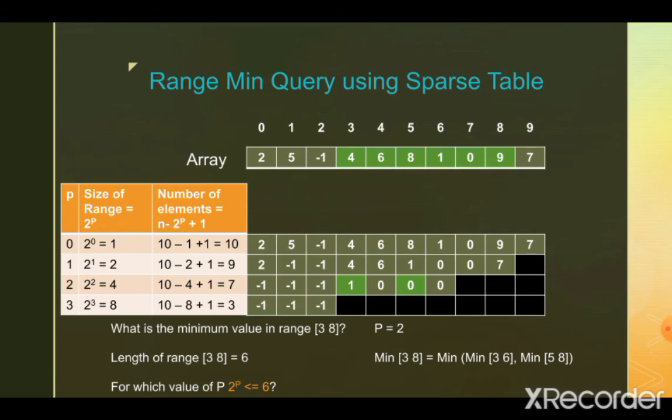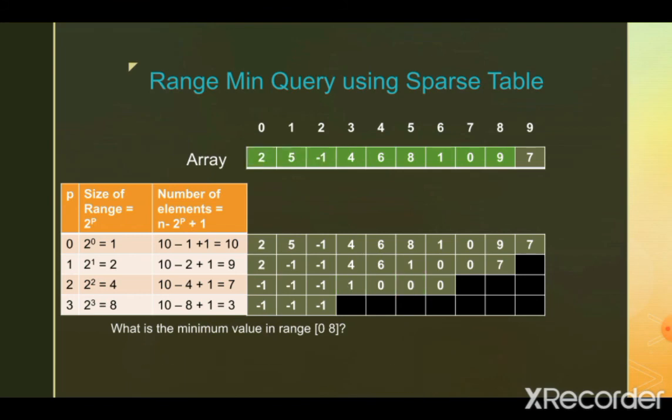So the minimum of the entire range from 3 to 8 is minimum of range from 3 to 6 and minimum of range from 5 to 8. So the values of these two sub-ranges are highlighted in the third row of the figure, and finally the answer becomes minimum among these two values. So minimum of 1 and 0 is 0. So in this way we compute the minimum of range for a range whose length is not equal to power of 2.